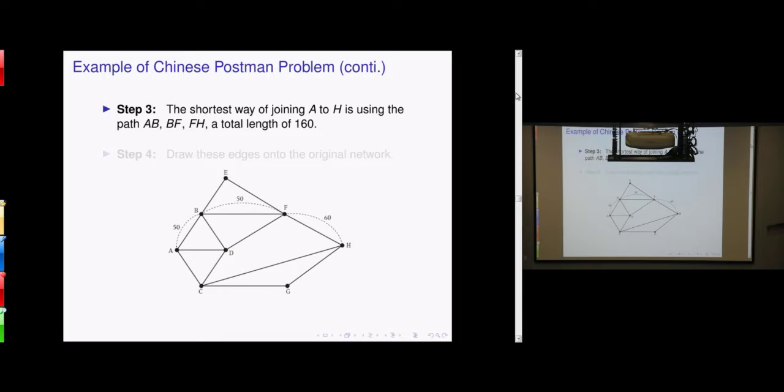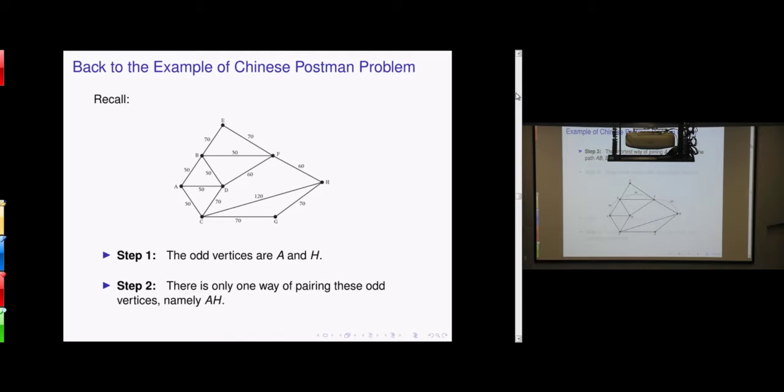Now we want to analyze the shortest way of joining A to H, right? From A to H, you have lots of ways. You can go around, but this graph is small, so it's very easy to see. The shortest way is 50, 50, 60, so 160. If you go here, you have 260, 150 is worse. Here you have 270, which is worse, and here you have 70s. So this is the best way.